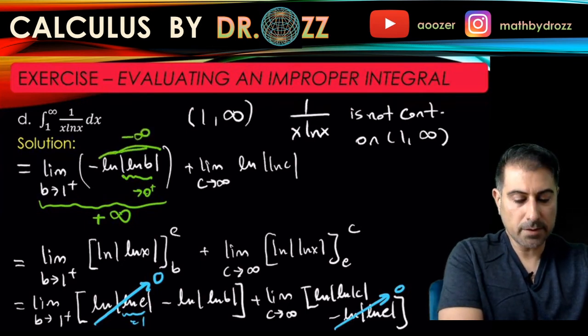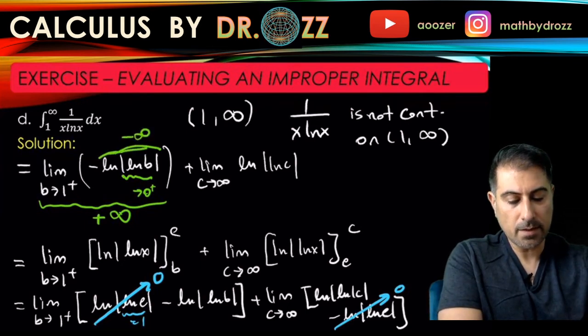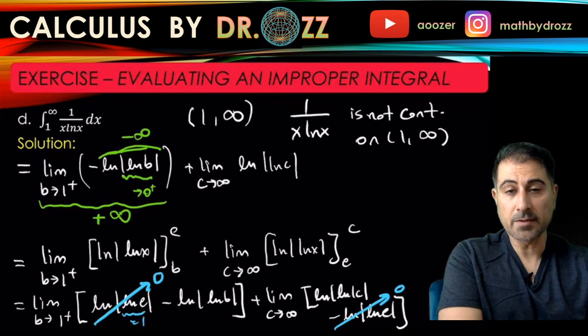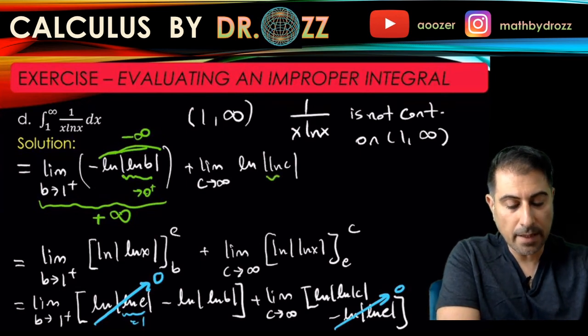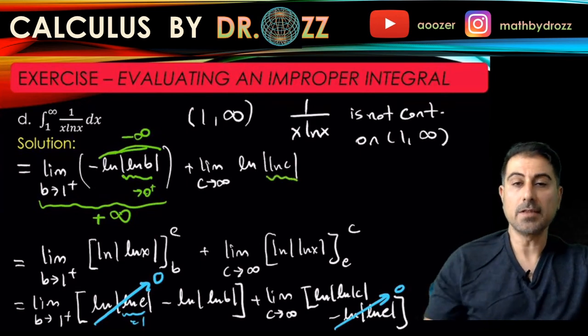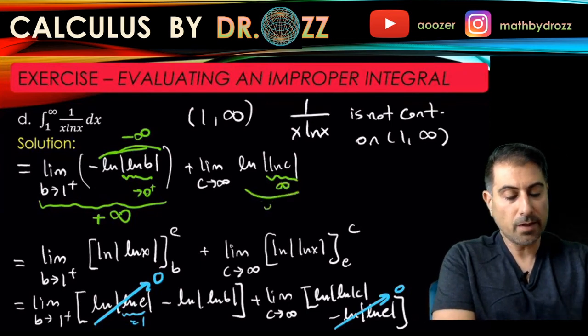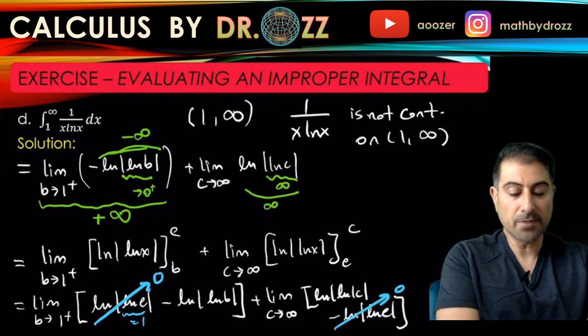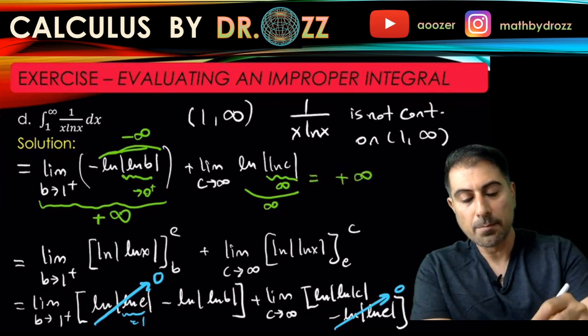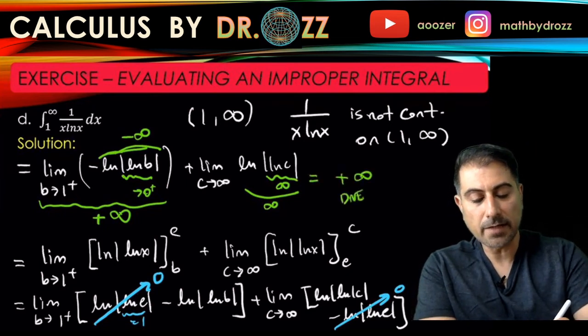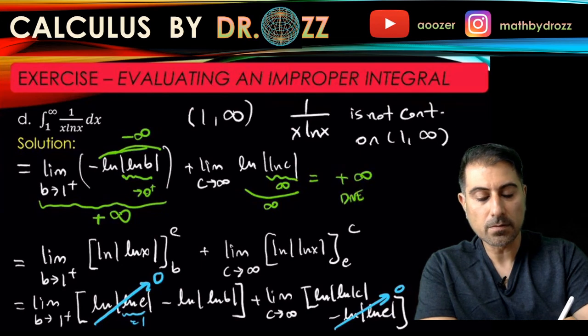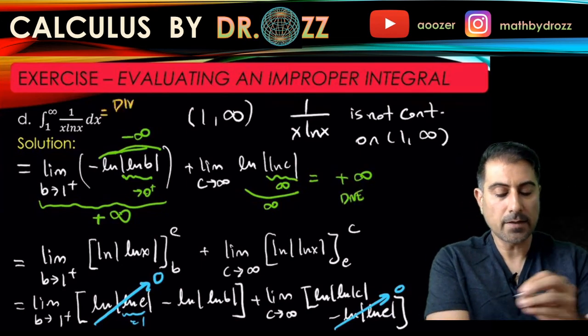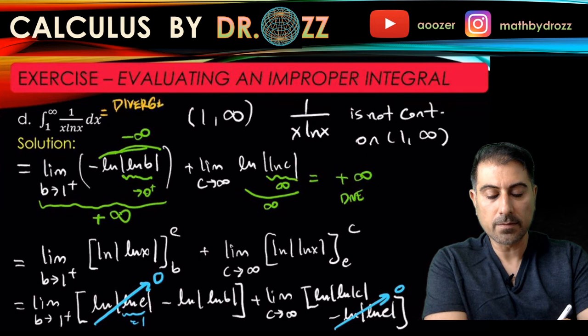All right, how about the other one? Well, ln c approaching infinity is going to approach infinity, and ln of infinity is going to approach, obviously, infinity. So this whole thing approaches plus infinity. That makes the limit not exist, but this makes this integral diverge. And it diverges to infinity.